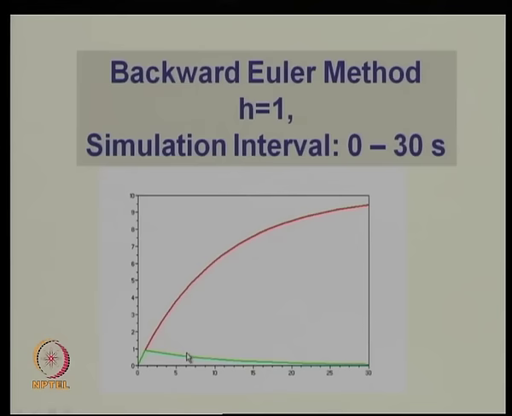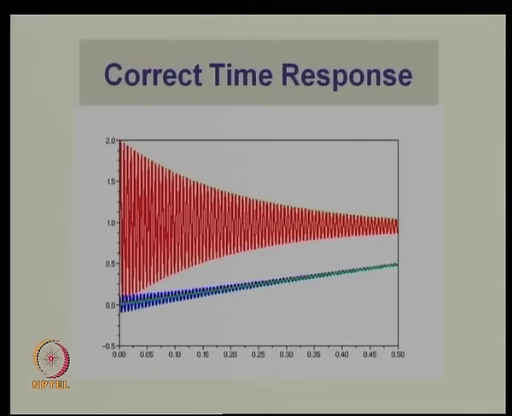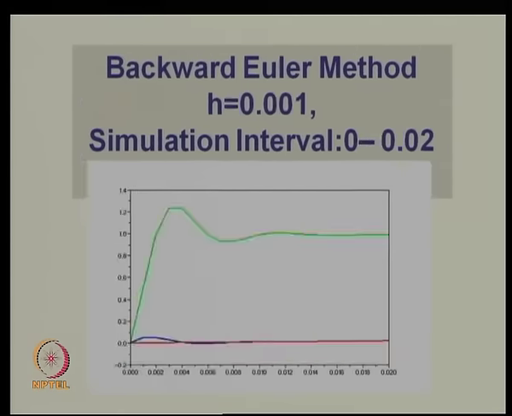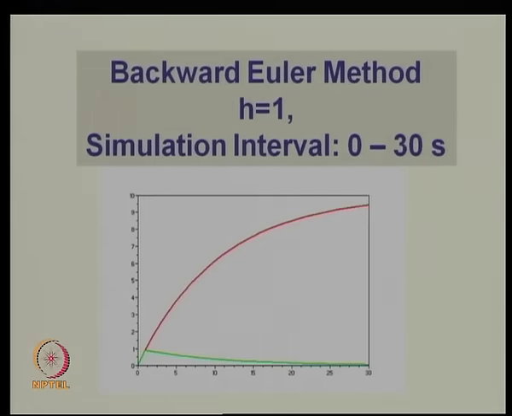This would not have been possible with the forward Euler method, because you would find that the fast transient is getting destabilized. That is what we saw in one of the previous simulations, this one. So, we could not have used the same strategy with forward Euler, even though our main response of interest was the slow transient.